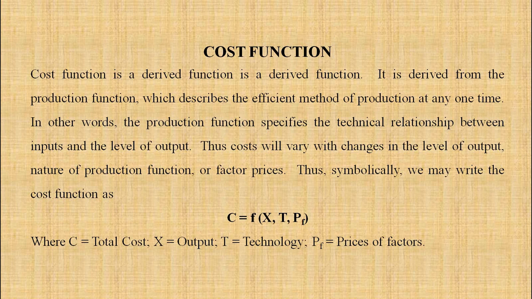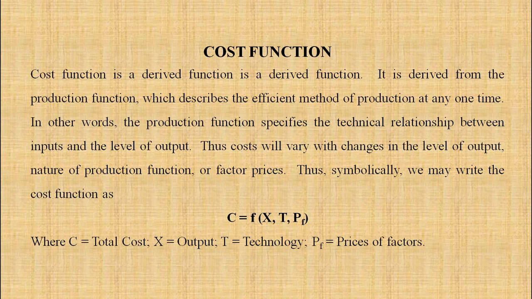It is derived from the production function, which describes the efficient methods of production at any one time. In other words, the production function specifies the technical relationship between inputs and the level of output. So, cost will vary with changes in the level of output, nature of production function, or factor prices.